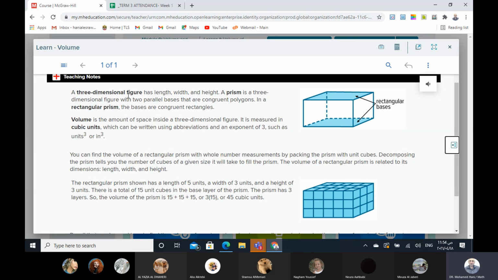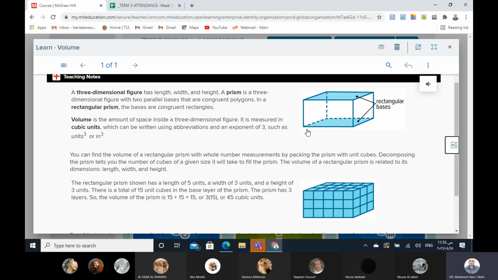A three-dimensional figure has length, width, and height. What's the meaning of a prism? A prism is a three-dimensional figure with two parallel bases that are congruent polygons. What's the meaning of a rectangular prism? In a rectangular prism, the bases are congruent rectangles. As you see, this is the width, this is the length, and this is the height. The first dimension, the second dimension, the third dimension, means you have a three-dimensional figure.